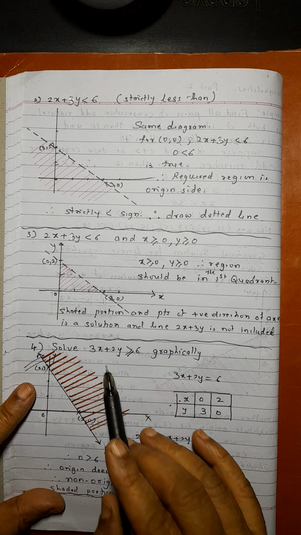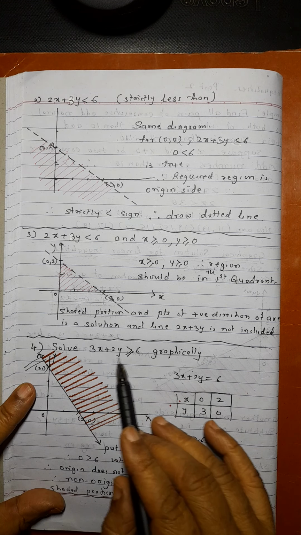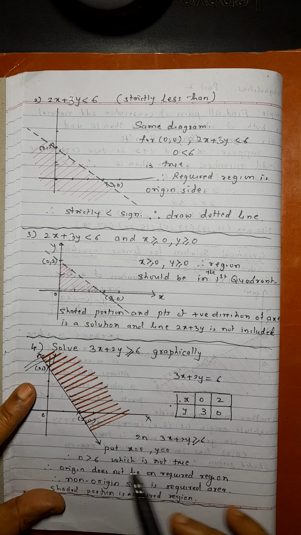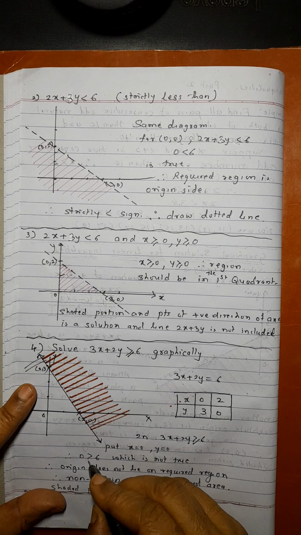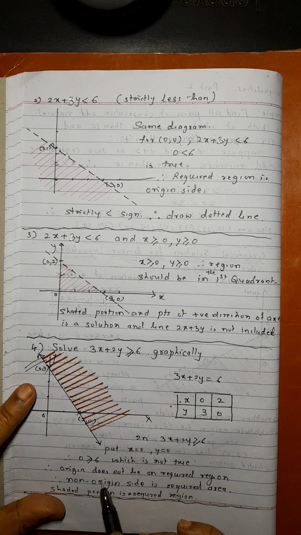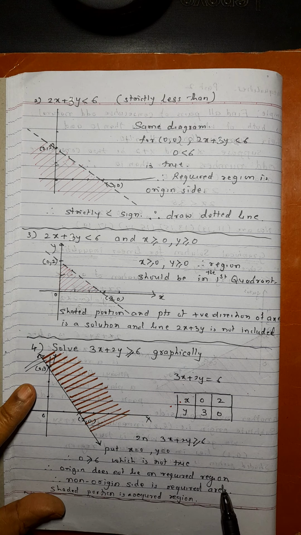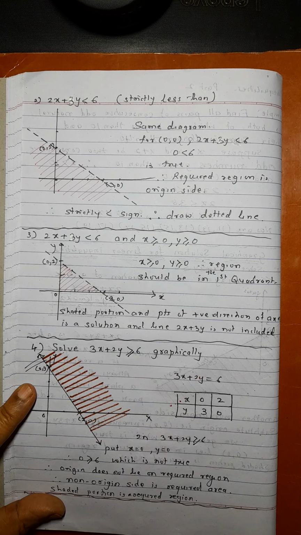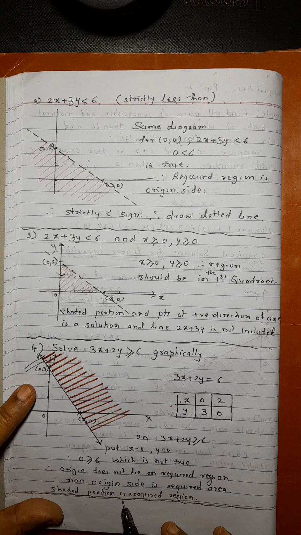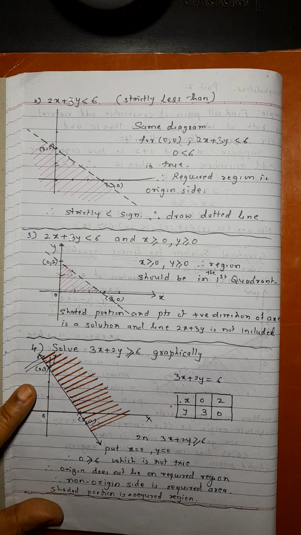In this inequality, if I put x 0, y 0, this will be 0 is greater than or equals to 6, which is not true. And therefore the origin does not lie in the required region. And therefore the non-origin side we want. And therefore the non-origin side of the line, the shaded portion, is the required region.